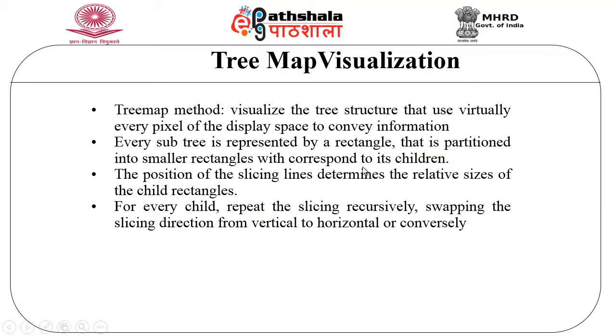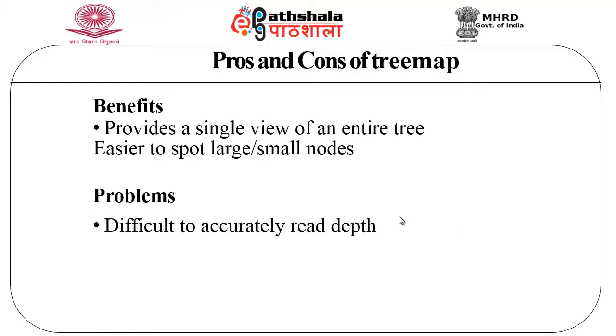Next one is the tree map visualization technique. In the tree map method, we try to visualize the tree structure using virtually every pixel of the display space to convey some kind of information. Every subtree is represented by a rectangle, which is partitioned into smaller rectangles corresponding to its children. The position of the slicing line determines the relative sizes of the child rectangles. For every child, we repeat the slicing recursively, swapping the slicing direction from vertical to horizontal or vice versa.